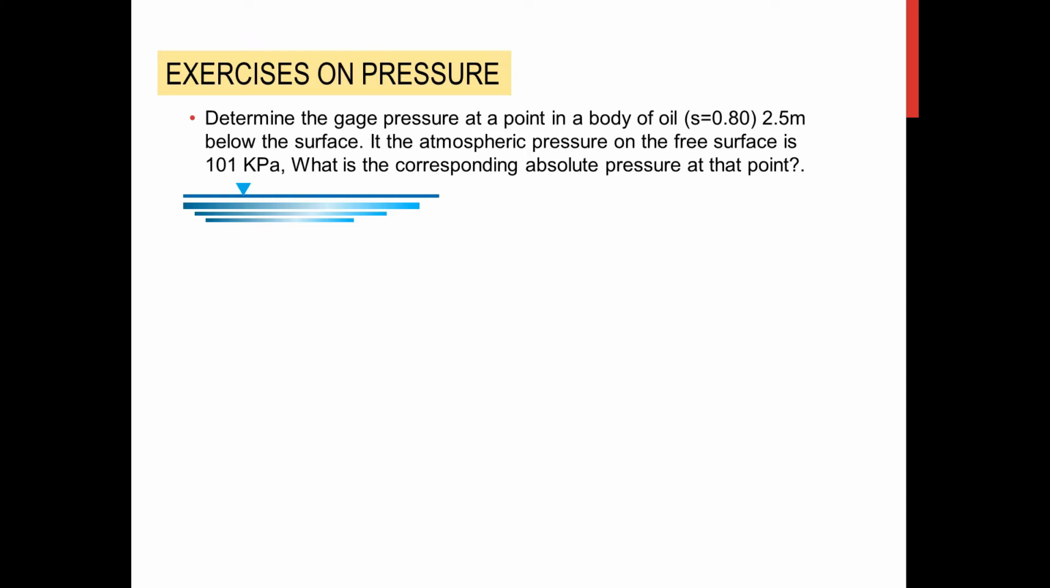We can illustrate this by simply having our liquid surface of oil with S of 0.8. We denote a point below this surface, which is 2.5 meters head or vertical height from the surface. So our unknown here is the absolute pressure at this point. As a matter of solution, we first write our gauge pressure equation, which is equal to gamma h.